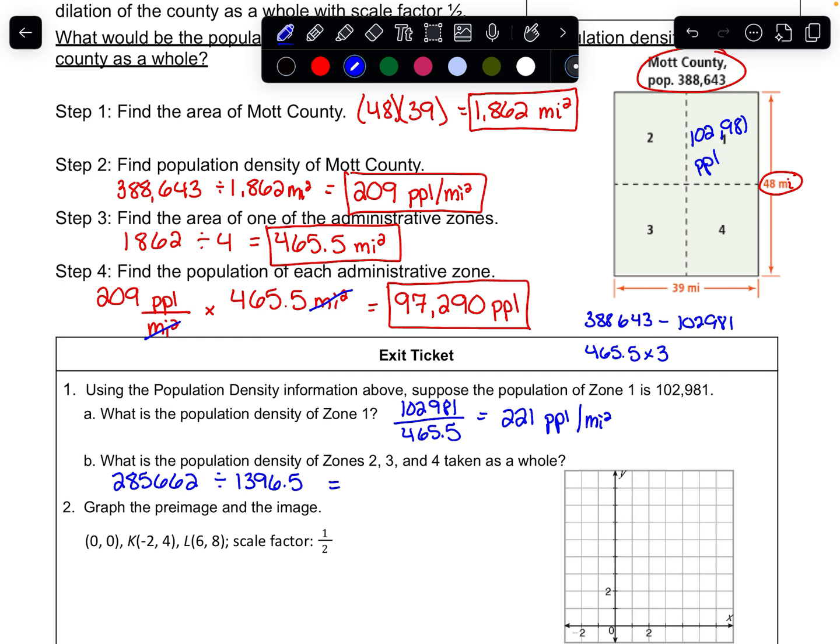And let's see what that gives us. 285,662 divided by 1,396.5. And we get a population density of 204. I'm going to round that up to 205 people per square mile. So if the population density is higher in one zone, because remember if they all were the same, it was 209, that's going to lower it for all the rest of the zones. So glad that little voice crack is on video. That's great.